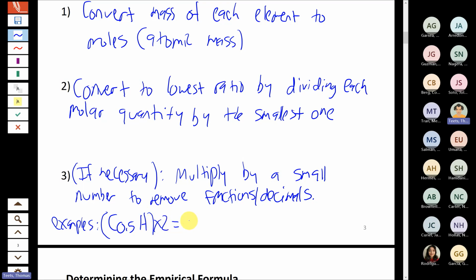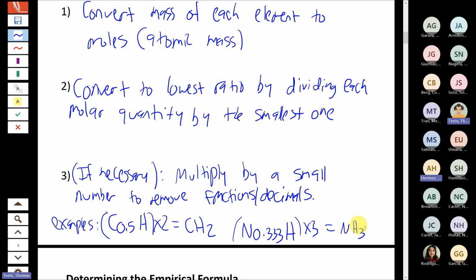So that would multiply by 2 and become CH2. You have to multiply both of the subscripts. You have to keep the ratio the same. I don't want to change the ratio. Or if we got something like 0.333, so for example, if we had N0.333H, again, you don't want to round it up or down. You want to multiply by 3 to get rid of that decimal, and that becomes NH3.